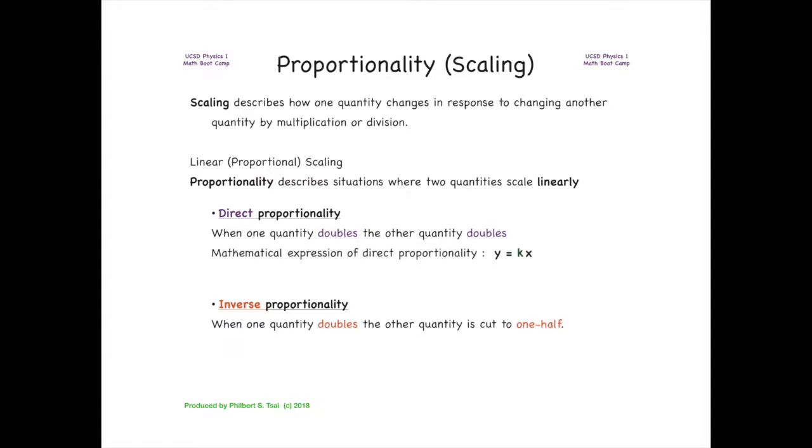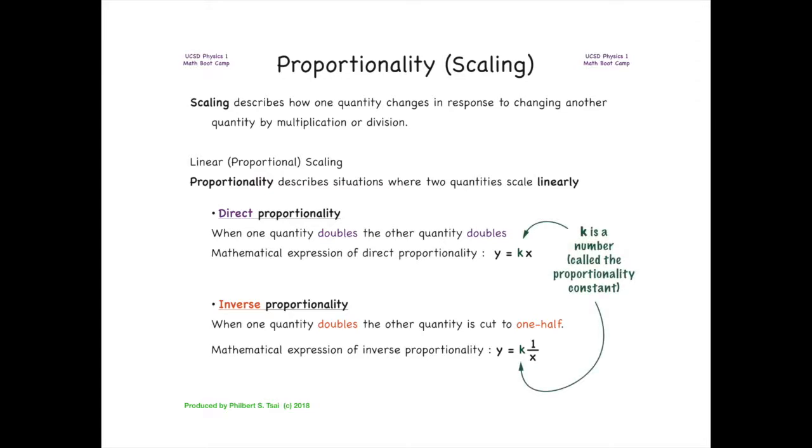Mathematically, the expression for direct proportionality is y = kx, whereas the expression for inverse proportionality is y = k times 1/x. The symbol k is just a number, often called the proportionality constant.